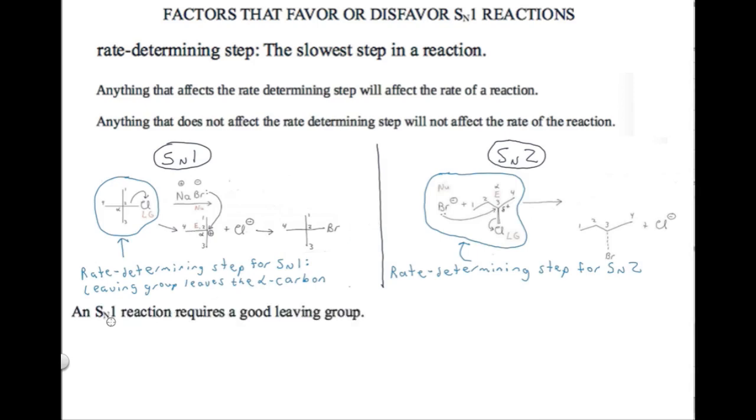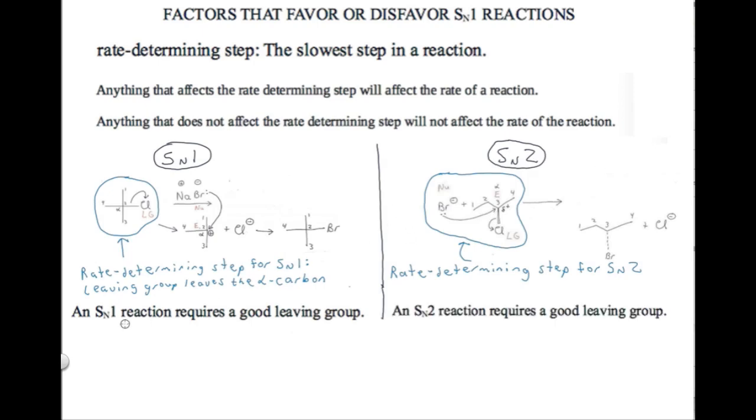An SN1 reaction requires a good leaving group because the leaving group participates in the rate-determining step for an SN1 reaction. Let's apply that to SN2. Pause the video and determine, does an SN2 reaction require a good leaving group? Well, the leaving group does participate in the rate-determining step for an SN2 reaction. You can see the leaving group participating here. So yes, an SN2 reaction also requires a good leaving group.